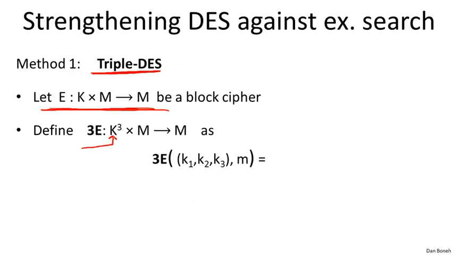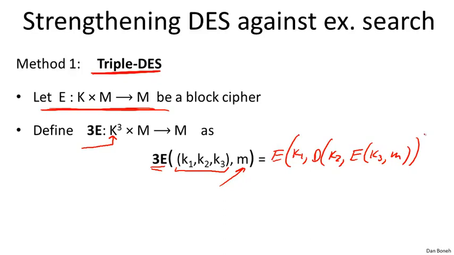Keys, and it's defined as follows. Basically here, the triple construction uses 3 independent keys, encrypts the same message block as before, and what it does is it will encrypt using the key K3, then it will decrypt using the key K2, and then it will encrypt again using the key K1. Okay, so it's basically encrypting 3 times using 3 independent keys.